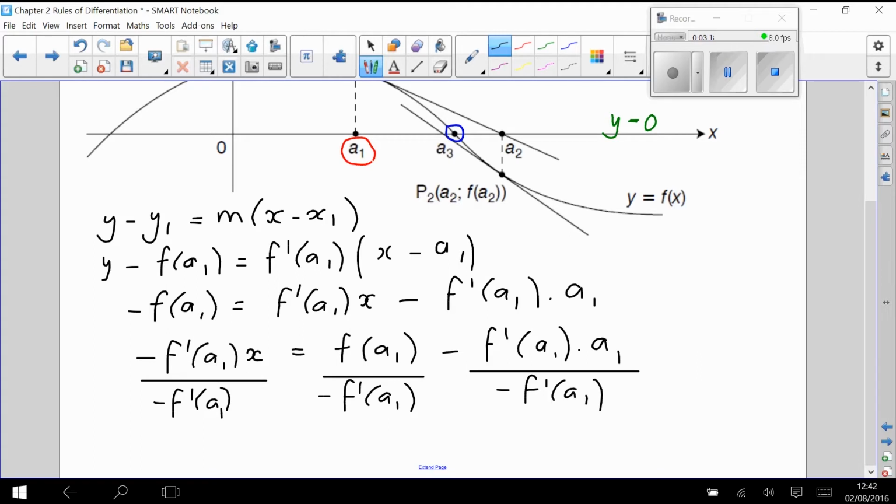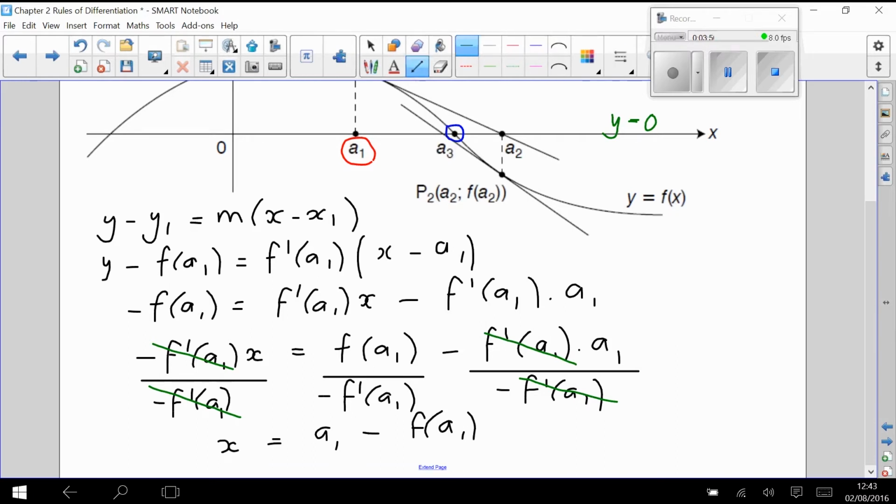And then all that remains now is for me to simplify. When I simplify, I can cancel common factors, which I can do on the left, and in fact I can cancel a common factor over here on the right. So simplified, I can say that my x value is going to be a1, which was my guess, and then that's minus f at a1 all over the derivative at a1.